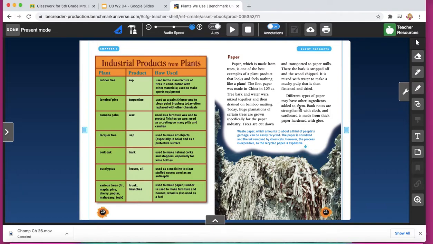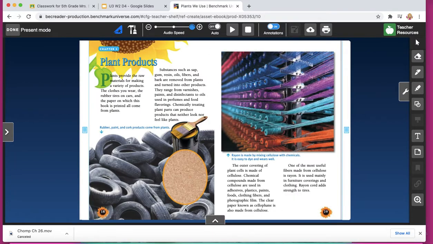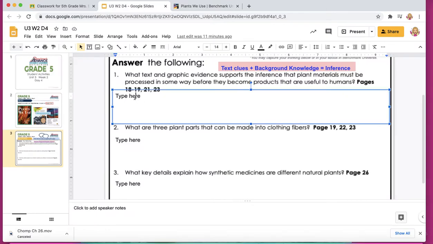Different types of paper may have other ingredients added to them. Banknotes are strengthened with cloth, and cardboard is made from thick paper hardened with glue. So again, we're taking plants and adding other ingredients to them in order to make the products. So I feel like I really did see a lot of text evidence here of how plants are turned into other materials. So right here, let's write our answer.